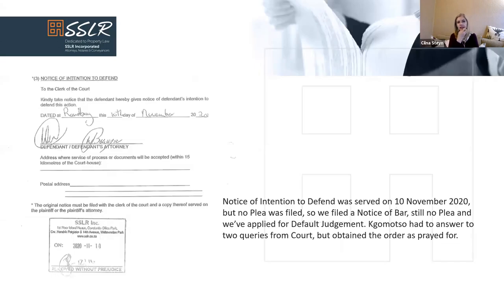Then the next moment, on the 10th of February 2020, they file a notice of intention to oppose with our officers, but they don't file a plea. Now I won't bore you with court process, but if you filed your notice of intention to defend, you must file a plea within a certain time period, depending on High Court or Magistrate's Court. And if they don't, we file a notice of bar. A notice of bar says you have 5 court days to file your plea. If you don't, you are now in default.